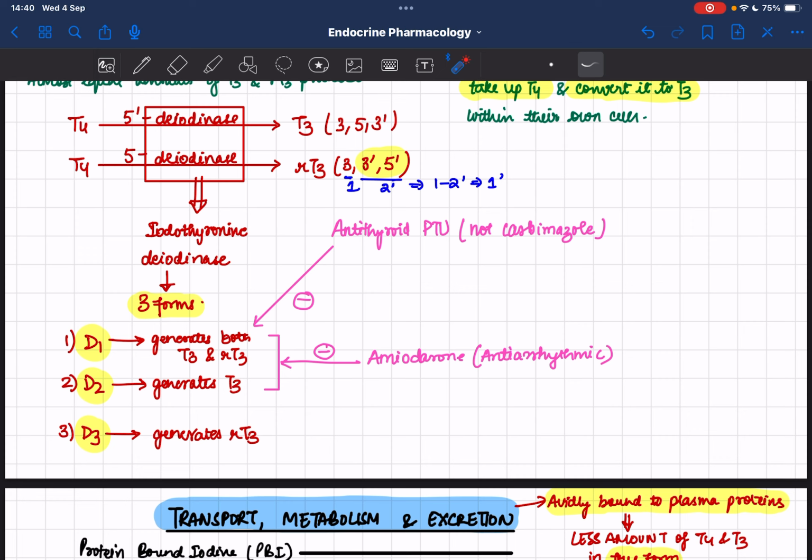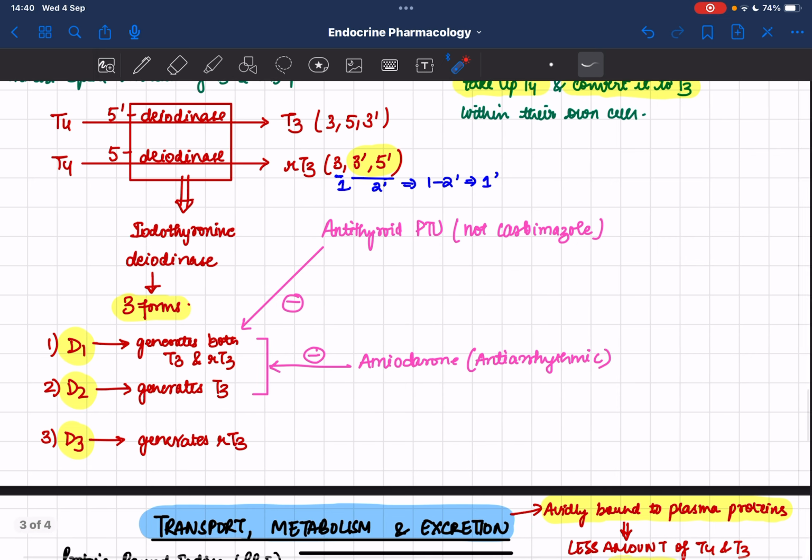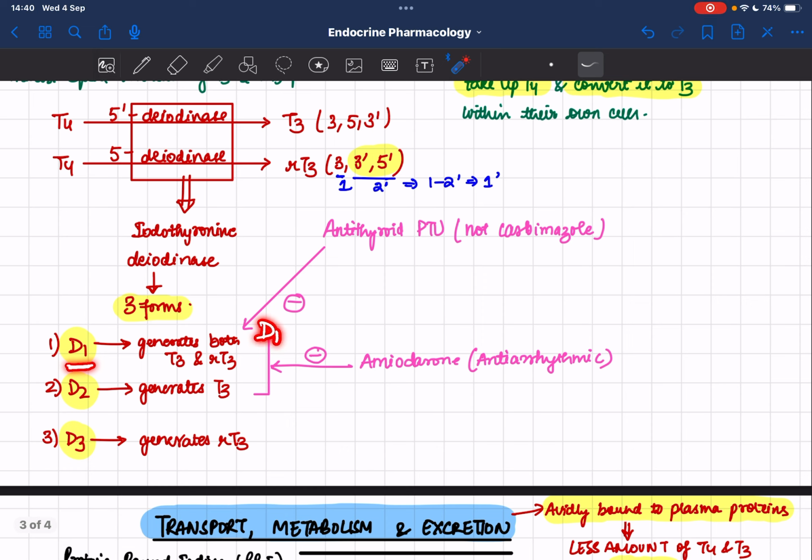You should know this. Now coming to antithyroid drugs, we haven't studied them, but you have to know them here only. The antithyroid PTU, that is propylthiouracil. We'll study them in the next coming videos. Propylthiouracil, not carbimazole, please note this. Carbimazole is also an antithyroid, but PTU will inhibit D1. You have to know this.